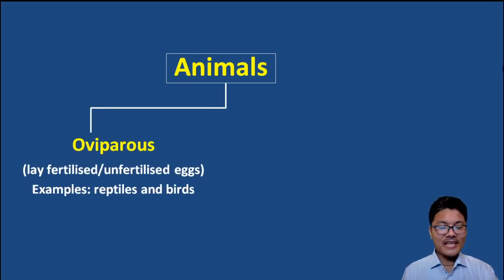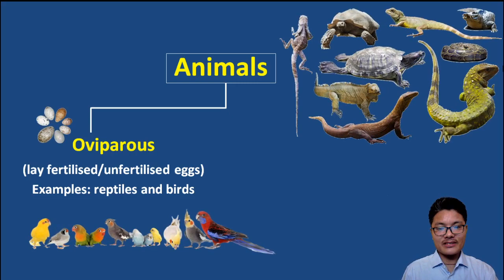Now animals can be oviparous. Ovi here refers to ovum or egg. They produce either fertilized or unfertilized eggs, from which new animals develop. Reptiles and birds lay eggs, and after incubation there is development of new reptiles or birds. So oviparous refers to laying of eggs and development of new animals.